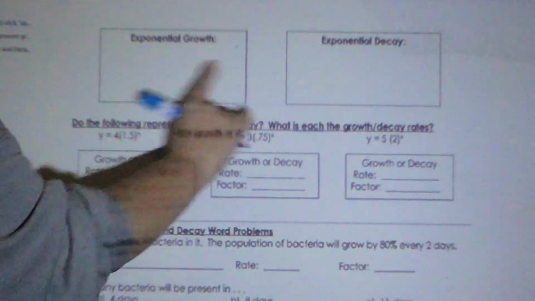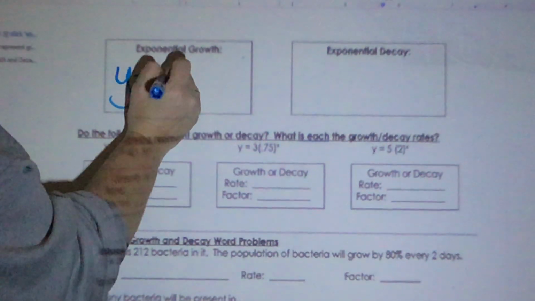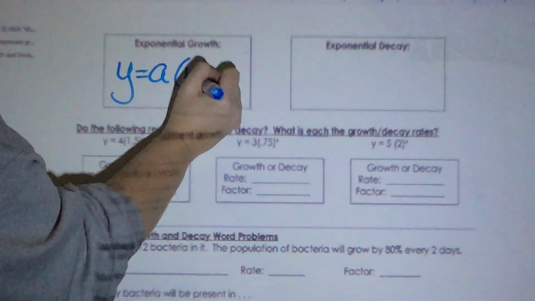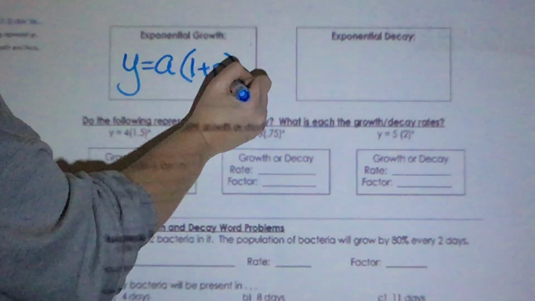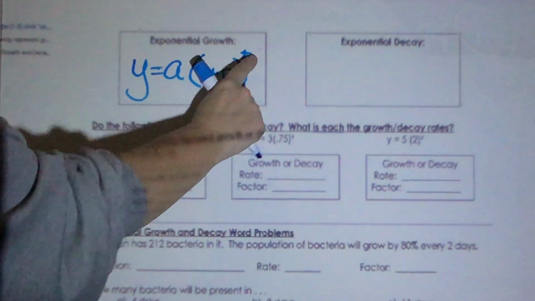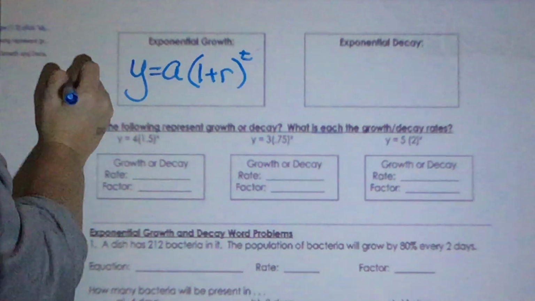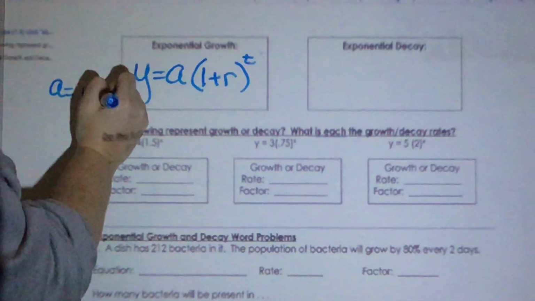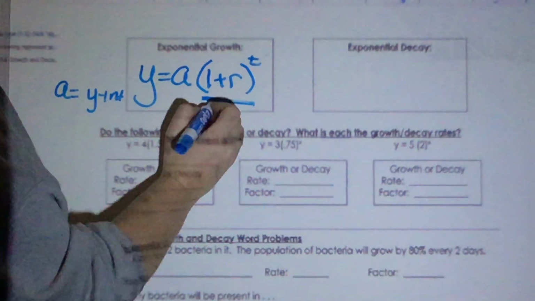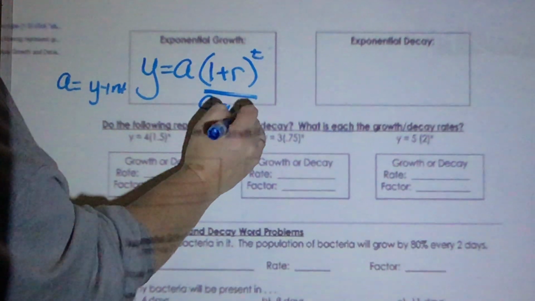The formula for exponential growth and exponential decay is y equals a, and then in parentheses for growth, it's 1 plus the rate of growth. And I'm going to use t instead of x for the time period, but that could easily be an x. But I want you to remember that's each time period. A in math is our y-intercept. This whole thing together is called our growth factor. It's what we are multiplying by each time.